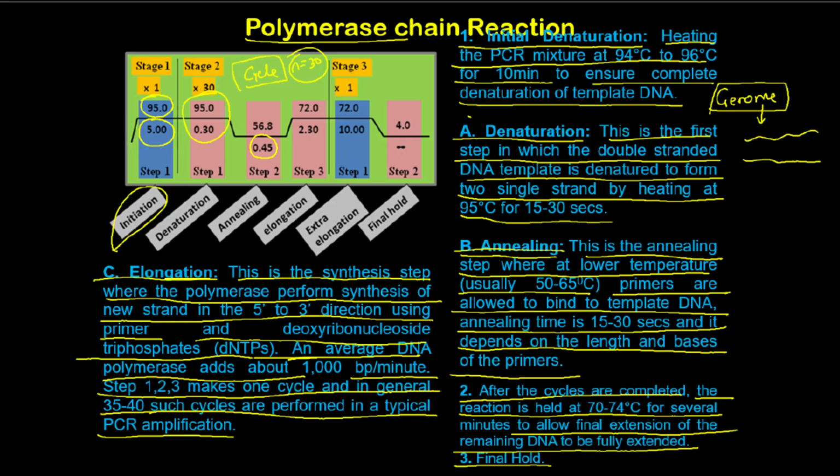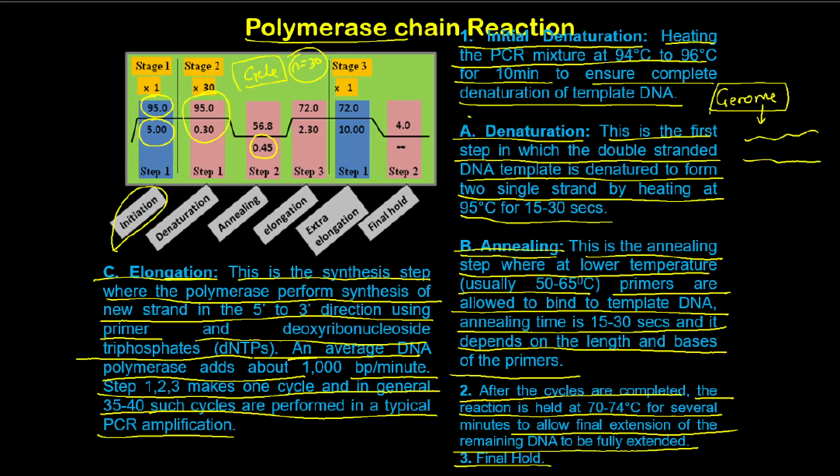Okay, so in the elongation step, stage 3 is the elongation. This is the synthesis step where the polymerase performs the synthesis of the new strand in the 5 prime to 3 prime direction using the primer and dNTPs. dNTPs are the raw material, obviously, otherwise what will get added on to form this whole replication? Okay, so for that dNTPs are involved.